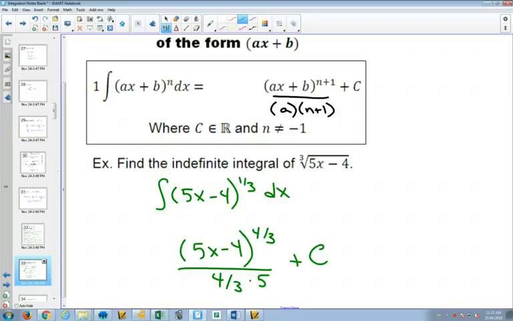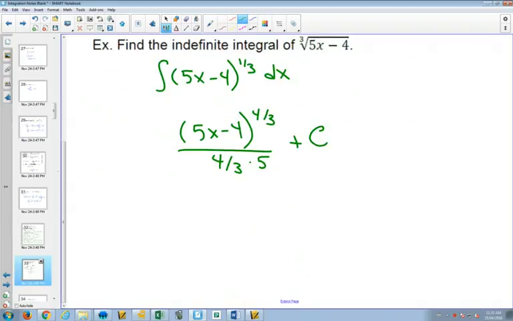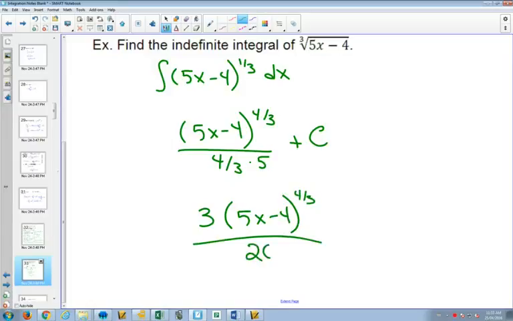And then you still have to remember to add c just like before. So now just to simplify this, we're going to be dividing by 20 over 3, so multiply by the reciprocal, which will give you 3/20 plus c.